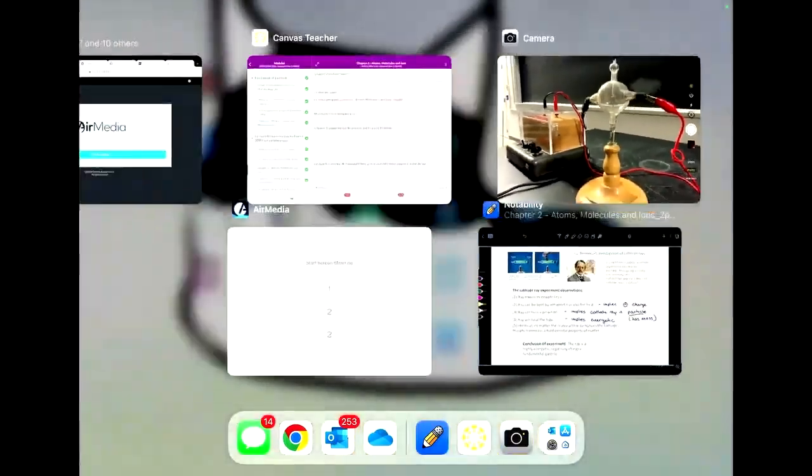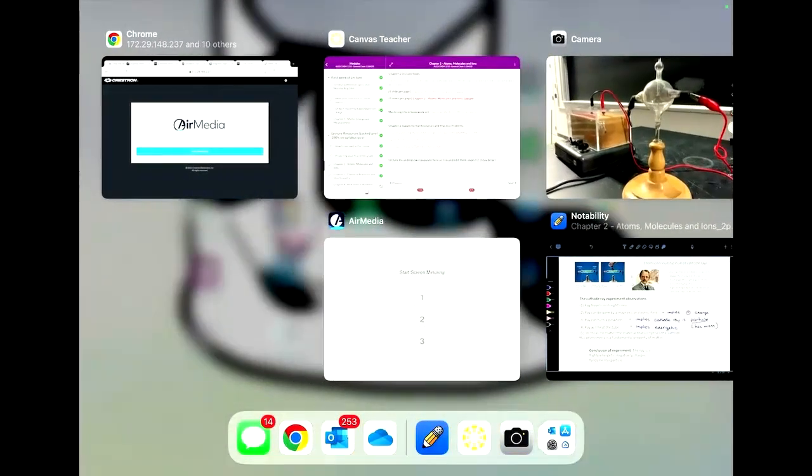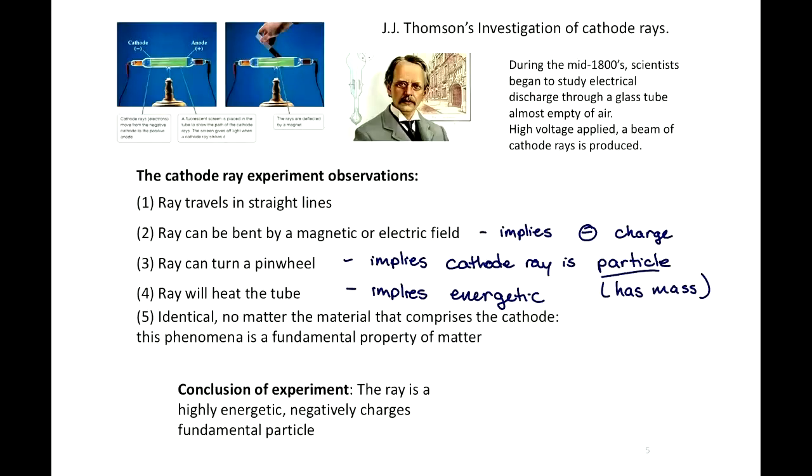Right, so let's go back to my slides. Okay, all right. So we are at number 5. We see this phenomenon no matter what we make the cathode out of. And so the conclusion here is that this mystery beam is a highly energetic, negatively charged fundamental particle.